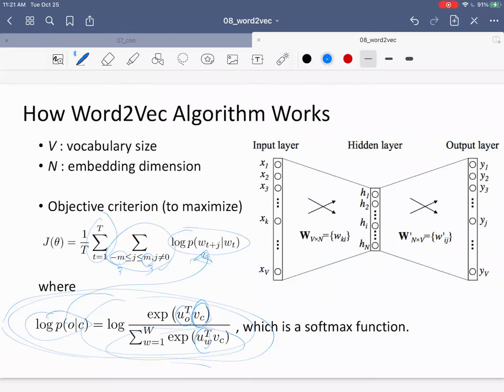So it's a very, very simple training procedure. You have a bunch of documents, or actually a bunch of sentences, and then you set a context window within a sentence, and then you slide that window.